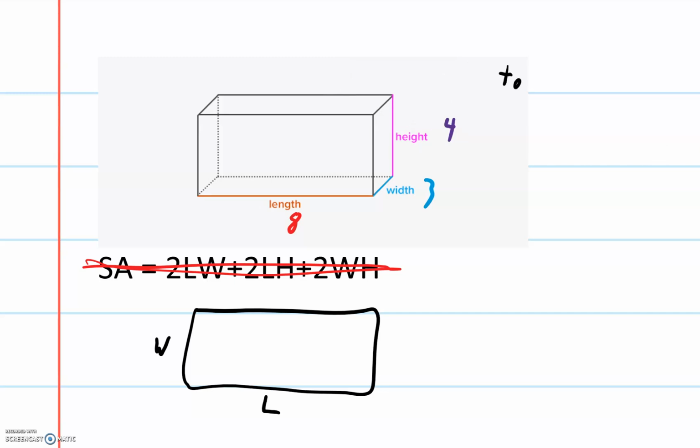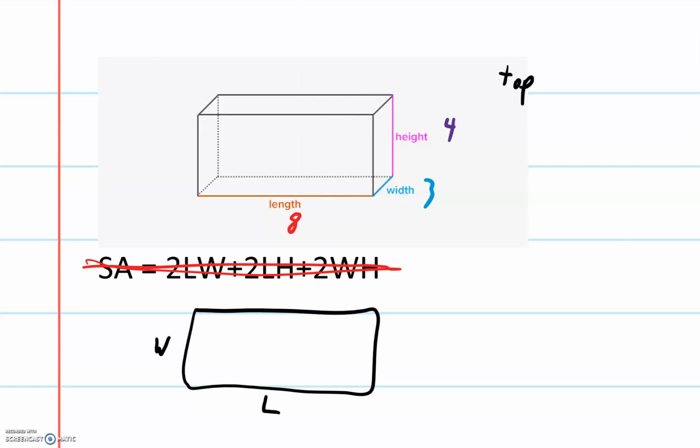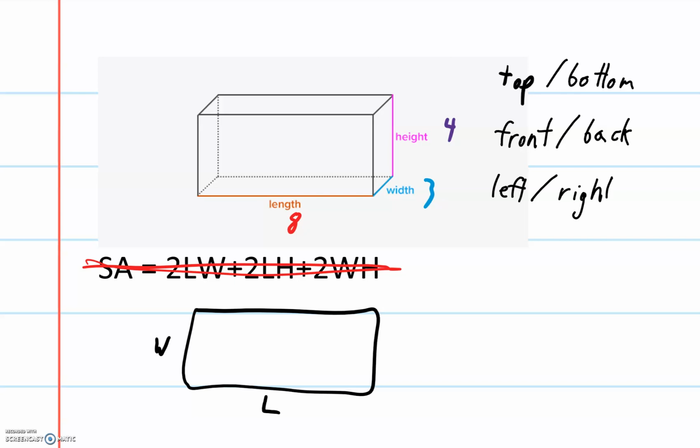We have a top side, a bottom side, a front side, a back side, a left side, and a right side. And you'll notice that I've done left and right, front and back, top and bottom, and I've sort of combined them. That's because they're going to be the same as each other.